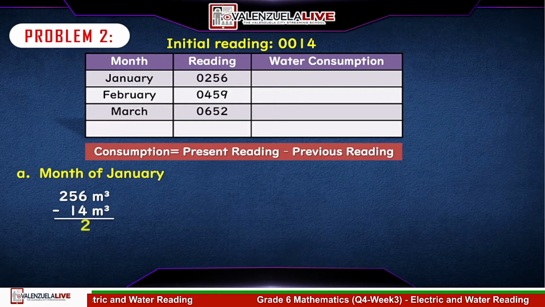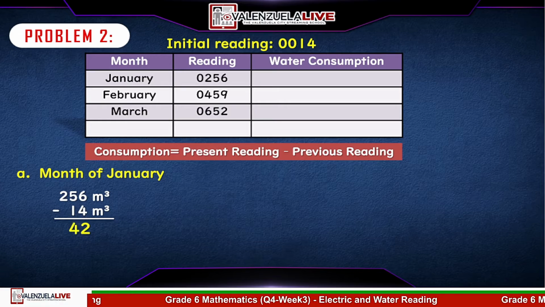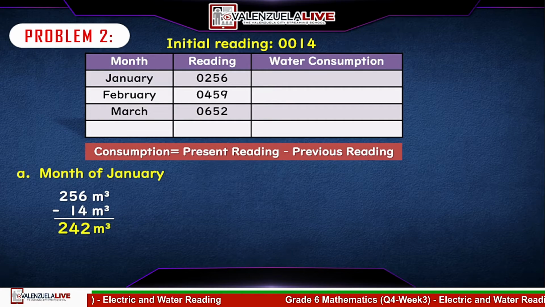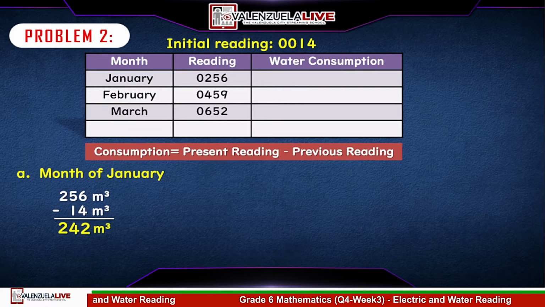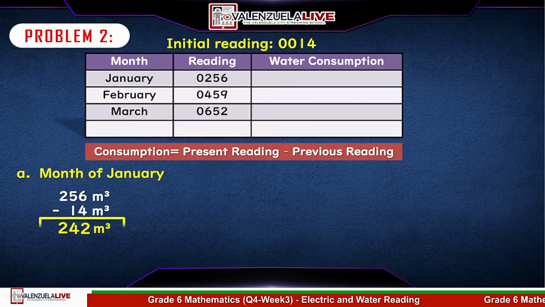Very good. So let us solve. 6 minus 4 equals 2. 5 minus 1 equals 4. Bring down 2. So the cubic meters used for the month of January is 242 cubic meters.